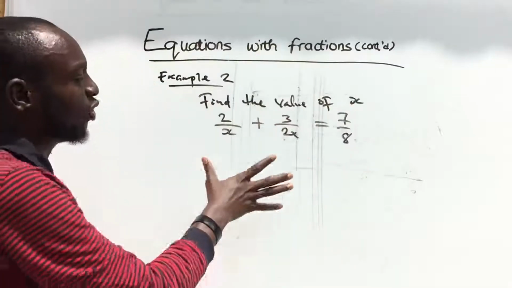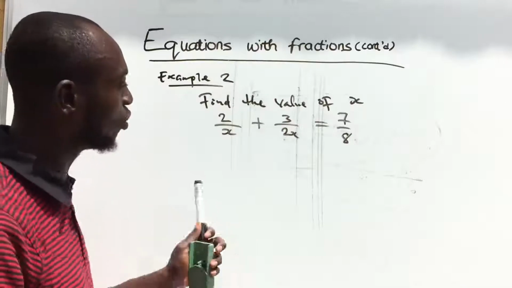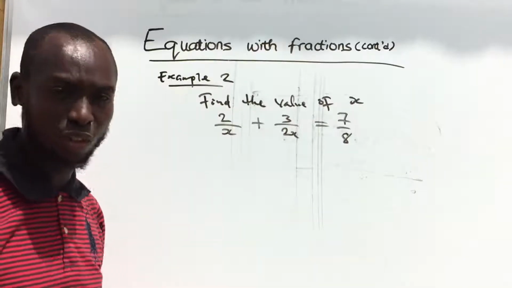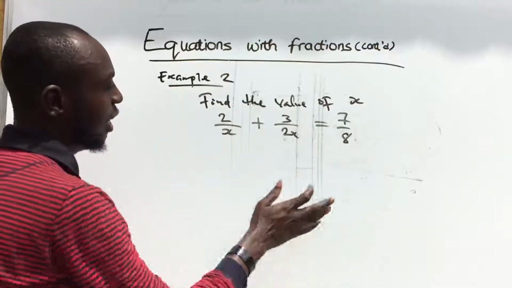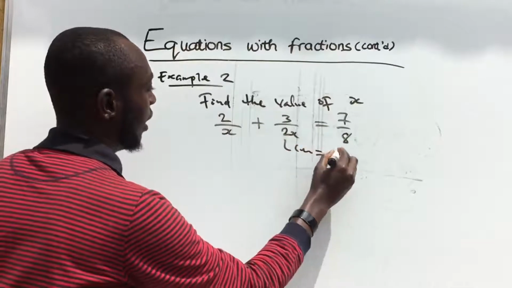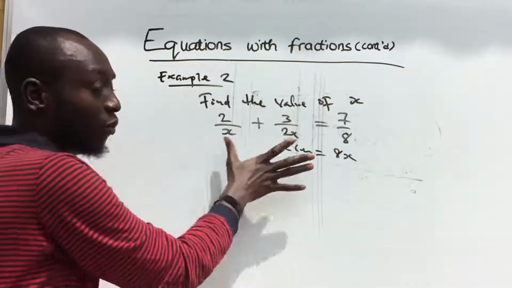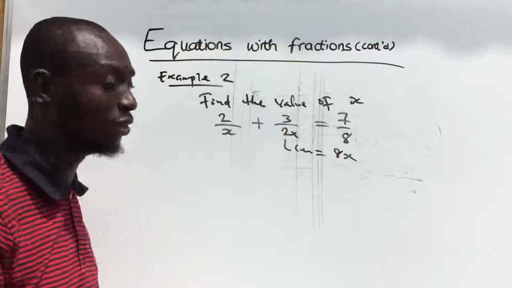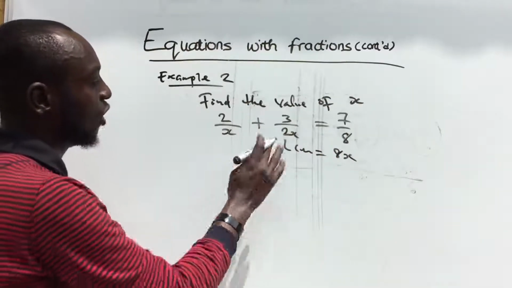Now as I'm being asked to find this value of s, how will I find such a value? I'm going to find my LCM first of all. So what's my LCM here? My LCM is 8s. Don't forget, you always look for the LCM of the denominators. So that's what you do. You multiply the LCM by each term of the equation.